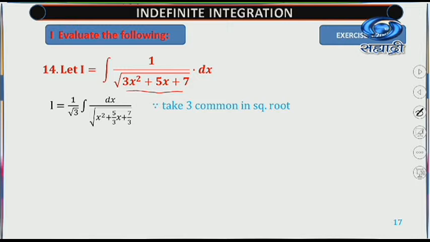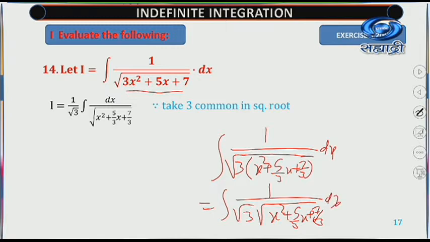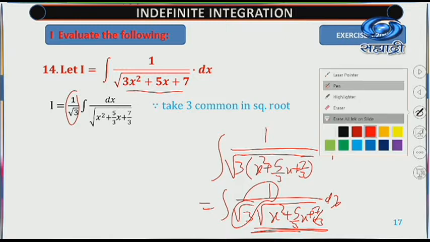So here if you take 3 common, you are left with 1 upon root 3 outside. You are left with x square plus 5 upon 3x plus 7 upon 3. Now it's a product. So you are able to write this as integral 1 upon root 3 into root of (x square plus 5 upon 3x plus 7 upon 3) dx. Now look at here, this 1 upon root 3 is constant. And it becomes integral dx upon root of x square plus 5 upon 3x plus 7 upon 3, which is your left factor of the root sign. So we'll begin with that.